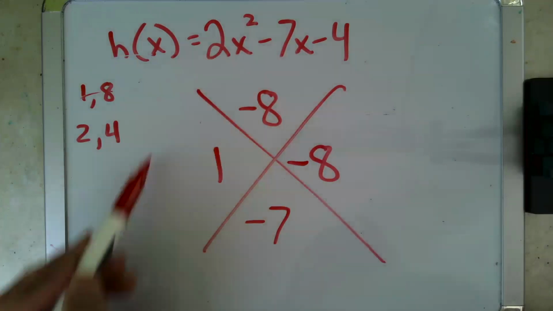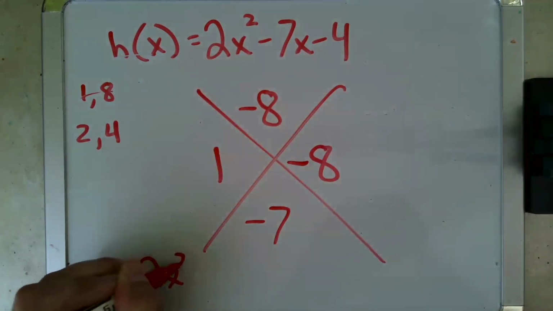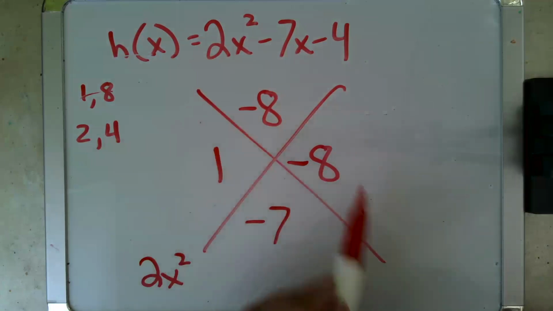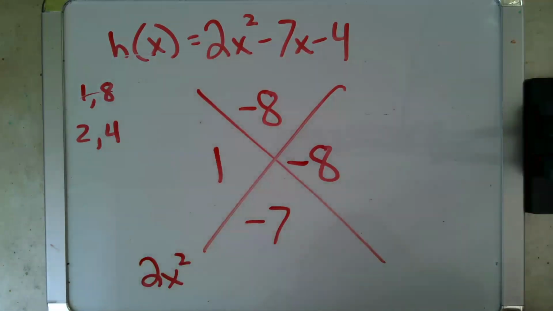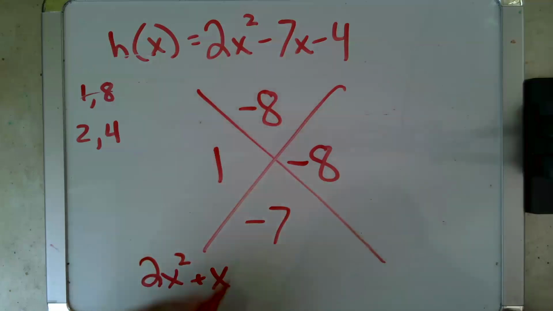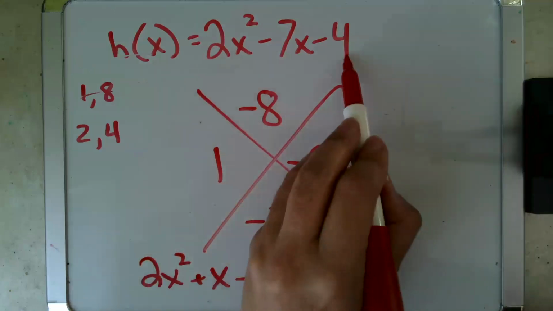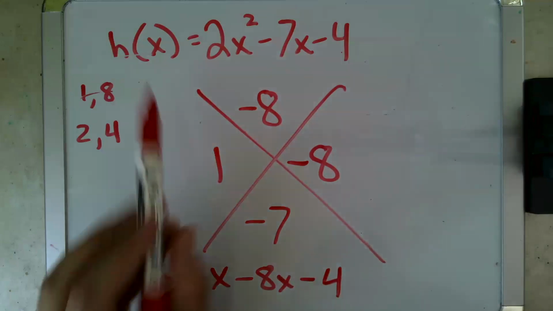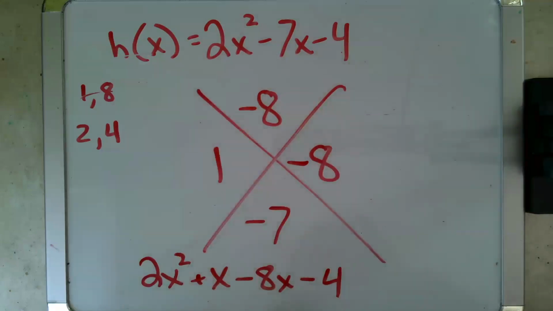So my first term is that same 2x squared. My middle terms, these are the coefficients of my outsides and insides if I were to FOIL. So that's a plus x and a minus 8x. And my last term is my last term there. And you can see that this equation is this equation. I've just expanded my middle terms. Now I'm going to group.